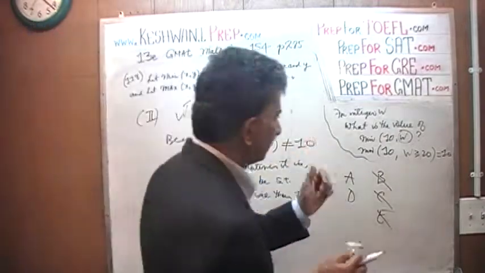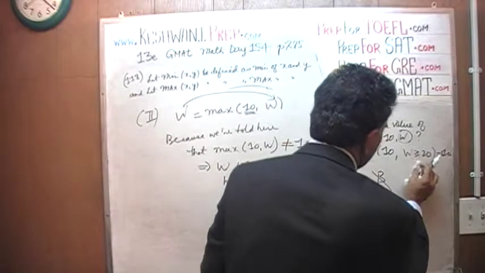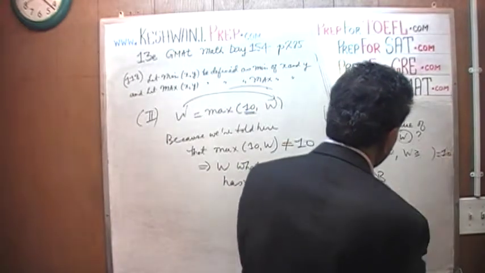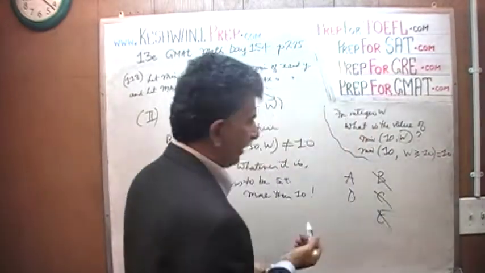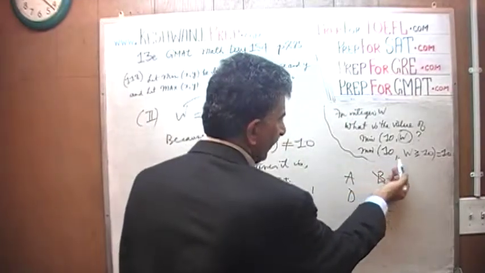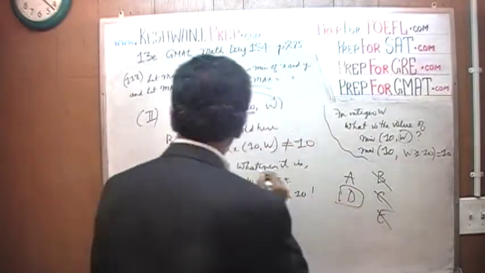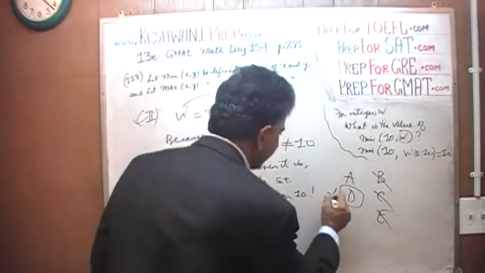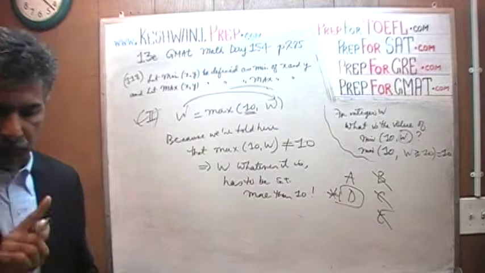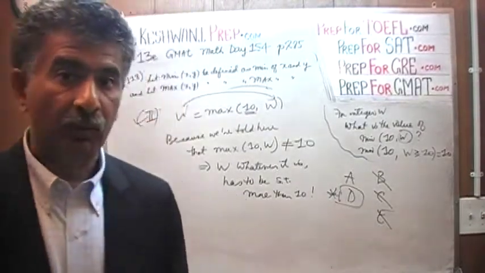Since W is something more than 10, here we'll put down W is equal to or greater than 10. One more time, we are able to answer the question: what's the minimum value of 10 and something more than 10? The answer is 10. And therefore the second statement by itself also does the job. The answer is D.